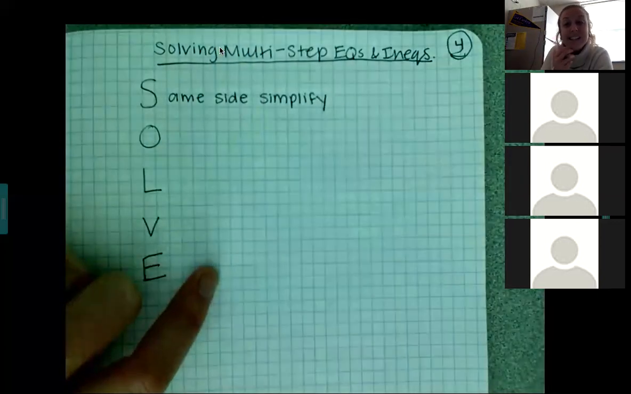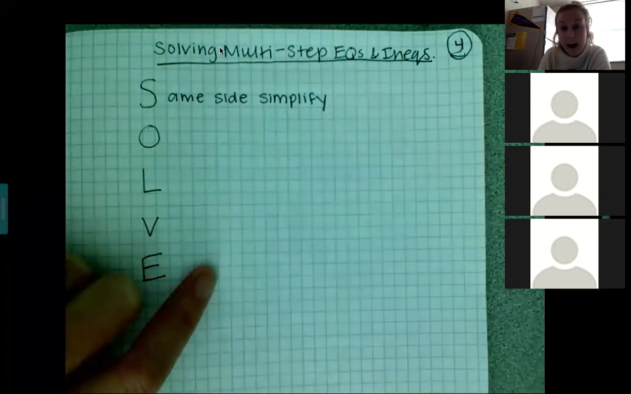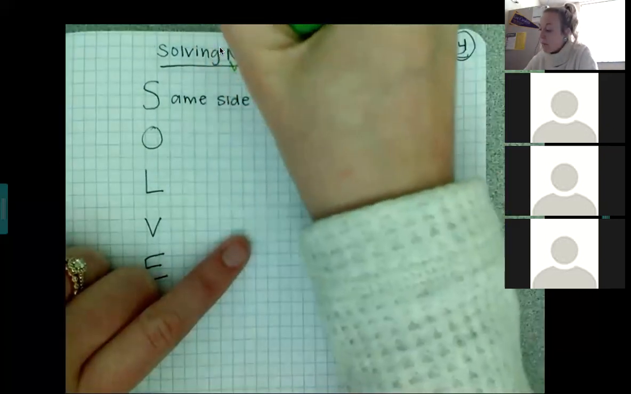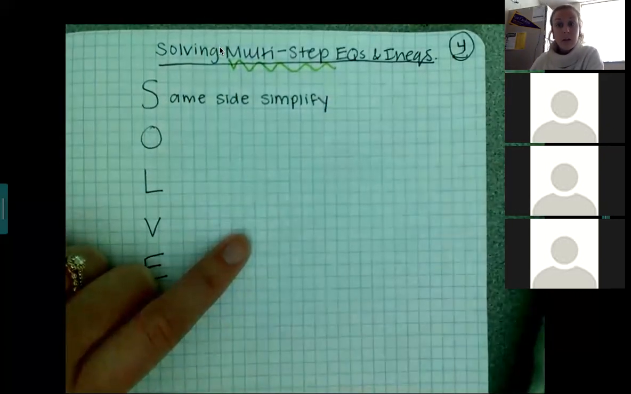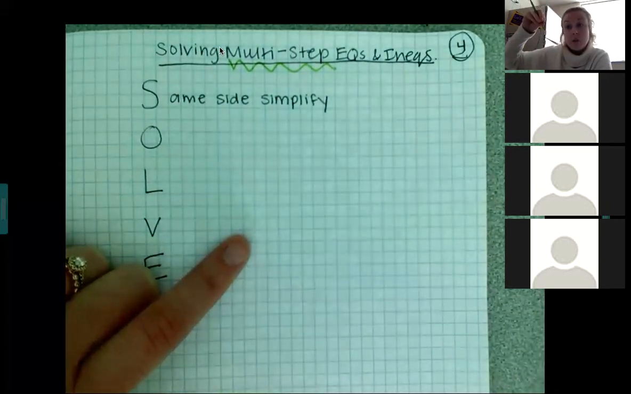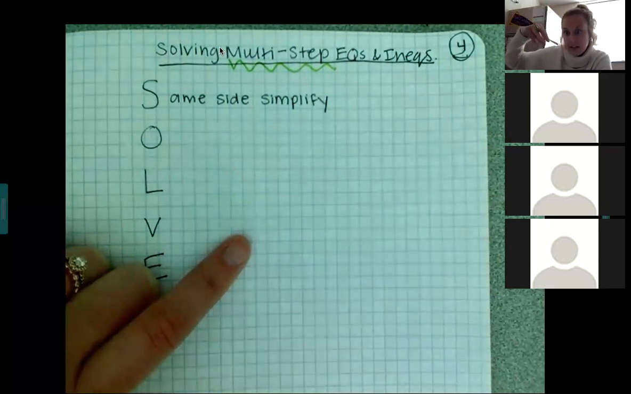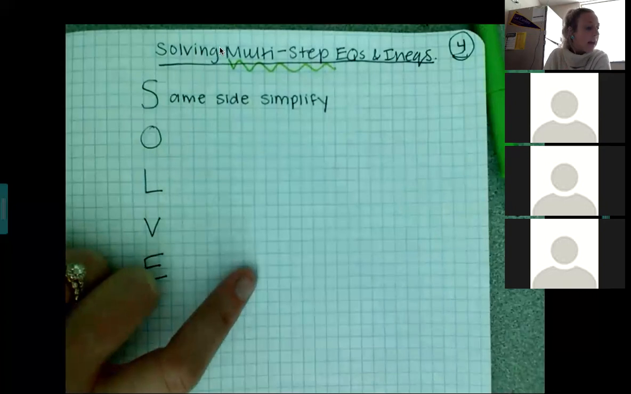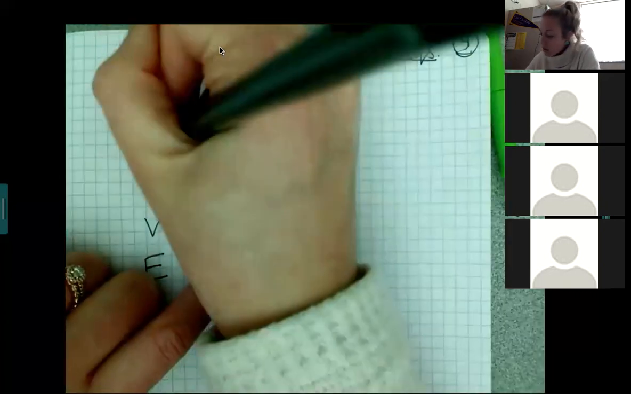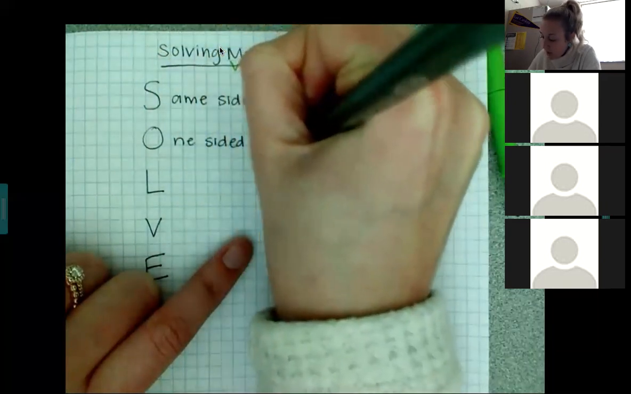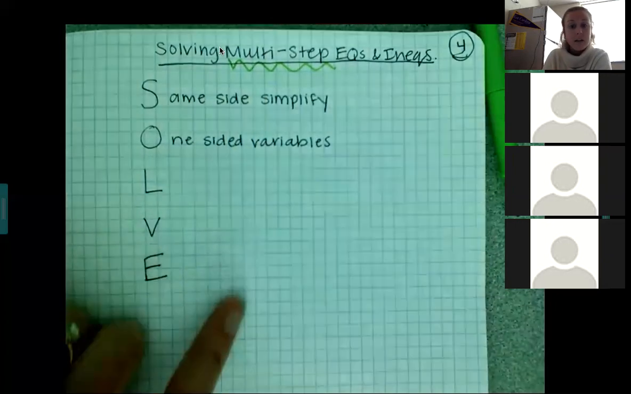So the S is going to stand for same side simplify. Multi-step equations get kind of tricky, y'all, because there are multiple steps. Like how we wrote out step 1, 2, 3 yesterday, there might be multiple things you have to do before you can start step 2. So multiple things in step 1, multiple things in step 3. So S is going to stand for same side simplify. O is going to stand for one-sided variables, which basically means get your variables on one side, okay?